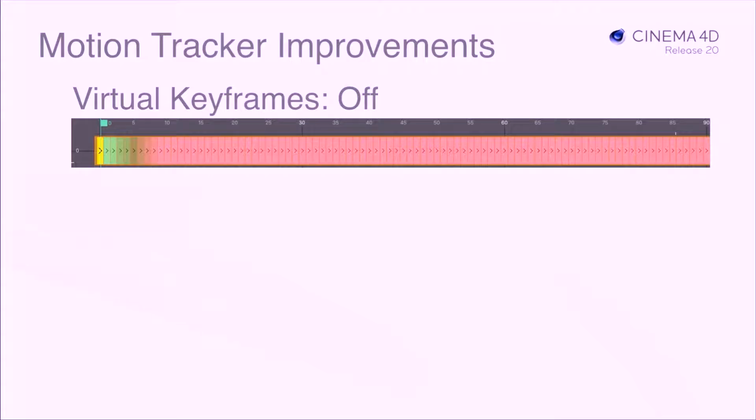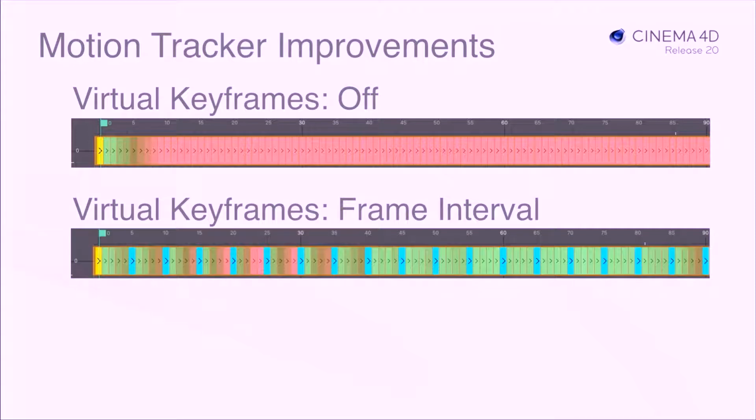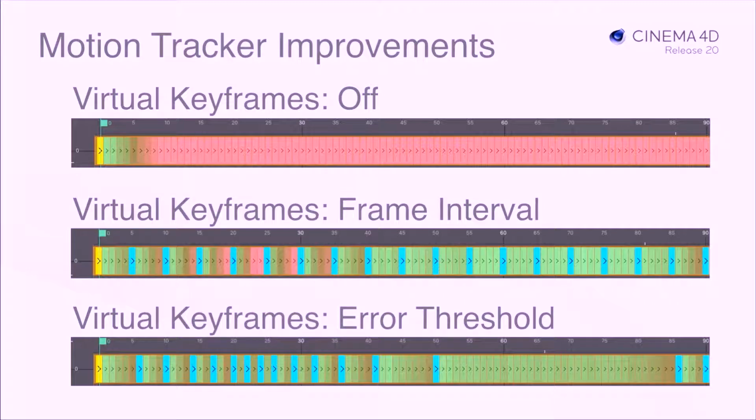Virtual keyframes are off on this one. You can see the first couple of tracks or frames are good, and then it gets red and they're no longer usable. Then we can set the virtual keyframes to a frame interval every 5 frames here. The blue ones are keyframed, and then it tries to track afterwards. Or we can set an error threshold. So whenever it gets too far away from the good track, it creates a keyframe by itself.